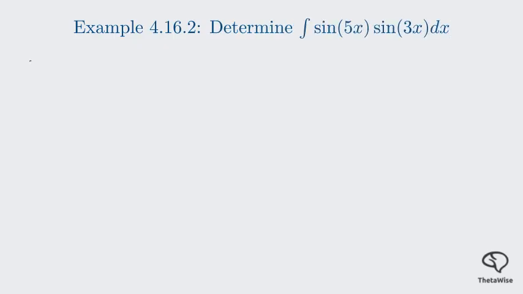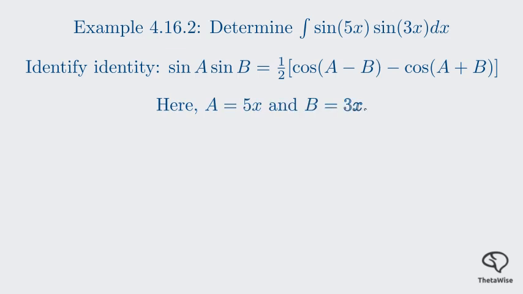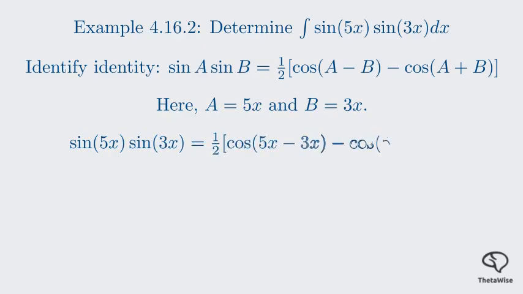Let's try an example with 2 sine functions. The problem is to determine the integral of sine 5x sine 3x. The identity we need is sine A sine B. This equals 1/2 times cosine of A minus B minus cosine of A plus B. Here A is 5x and B is 3x. Substituting, we get 1/2 times cosine of 5x minus 3x minus cosine of 5x plus 3x. This simplifies to 1/2 times cosine 2x minus cosine 8x.